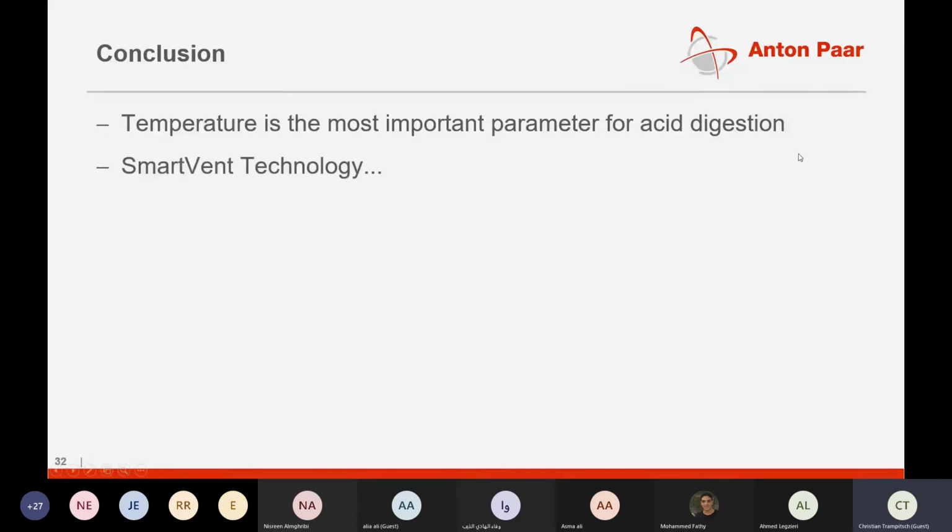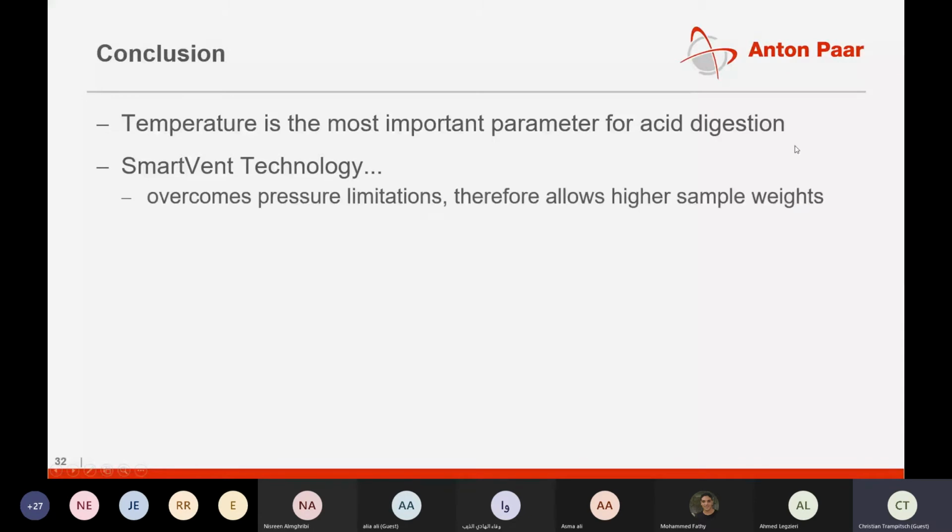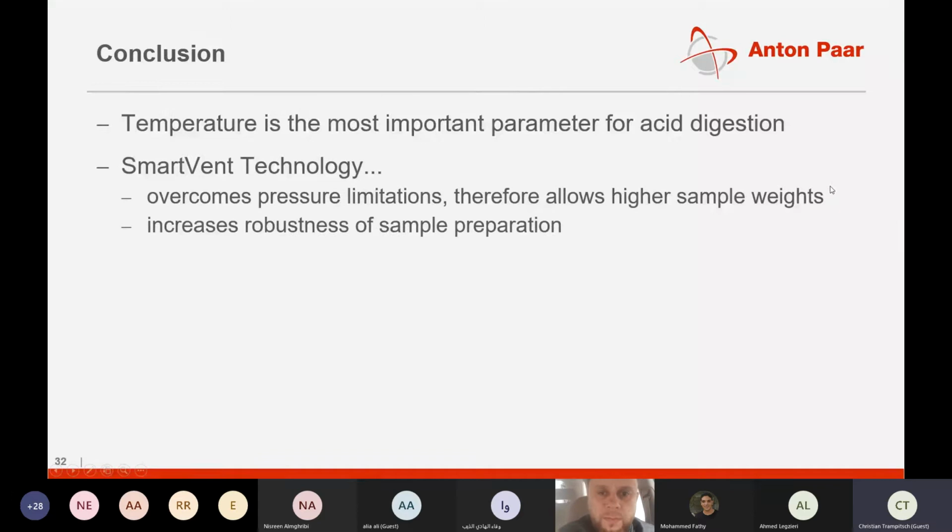Smart vent technology, that means the release of gases, is able to overcome pressure limitations and allows us higher sample weights without, let's say, making any compromise on temperature. That's an important thing. You have seen it's a comparably robust vessel. We don't have any fancy parts there. We just have one comparably robust sealing area. So there's nothing you can do wrong. You just have to assemble 3 parts. So it's easy and robust.